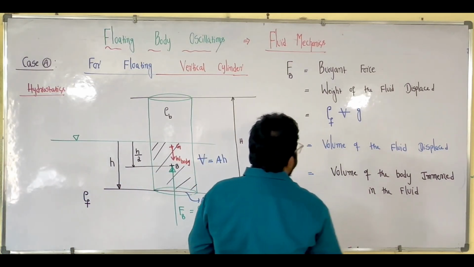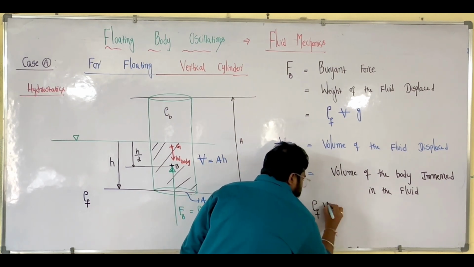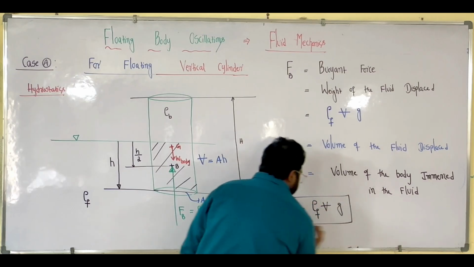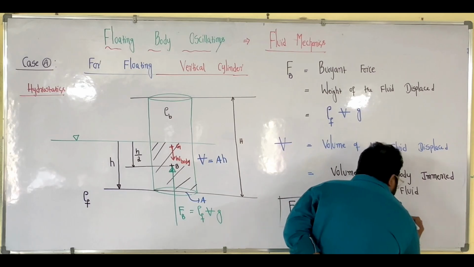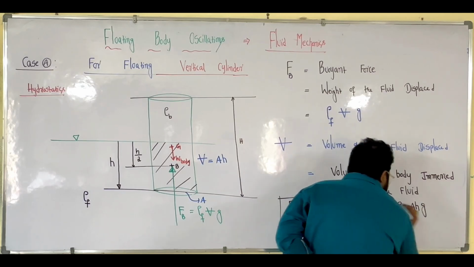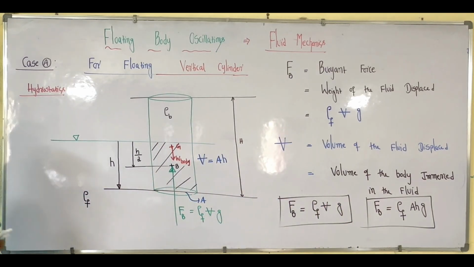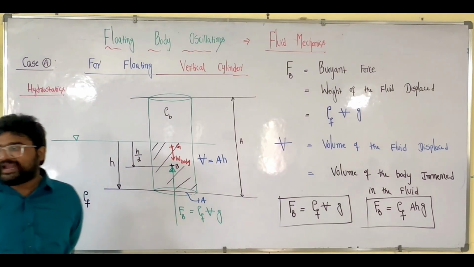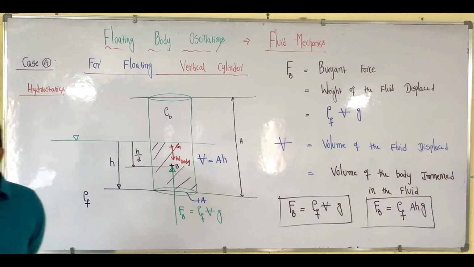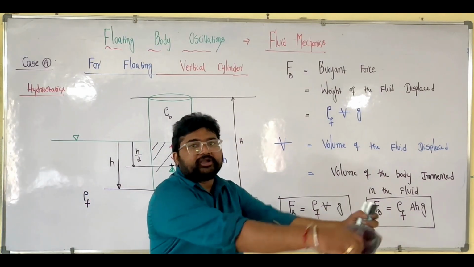Now tell me, what is the buoyant force? Buoyant force can be written as density of the fluid into volume of the fluid displaced into g. Buoyant force equals density of the fluid into A into h into g. Now, under static equilibrium condition, weight of the body is balanced by buoyant force. Completed?